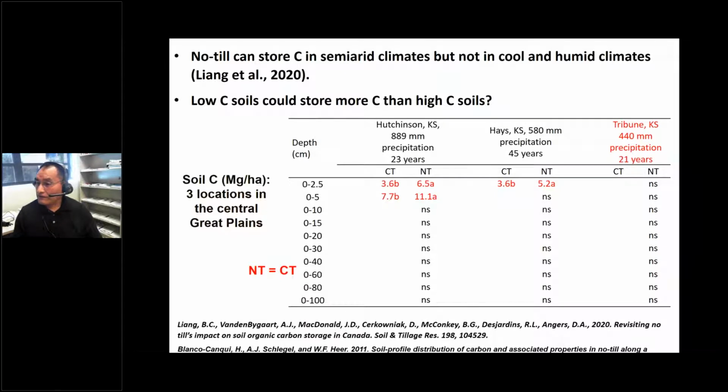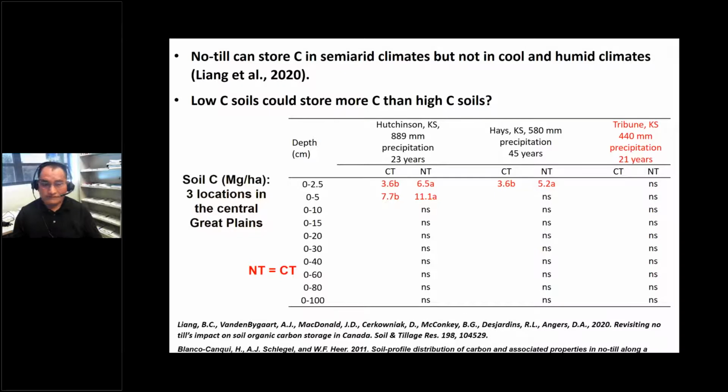For our study in the Central Great Plains, obviously this is not semi-arid, right? We have 3 sites: Hutchinson, Hayes, and Tribune. Technically it's not semi-arid, since a semi-arid region is one with precipitation below 500 millimeters. But here we do have one semi-arid region. It's a 20-year-old experiment, well randomized, with 4 or 6 reps, if I remember. Then Tribune, the heart of the Central Great Plains, but no-till did not outperform CT.